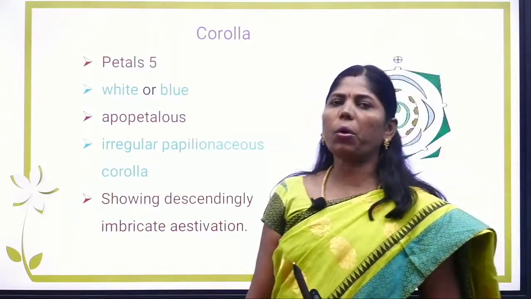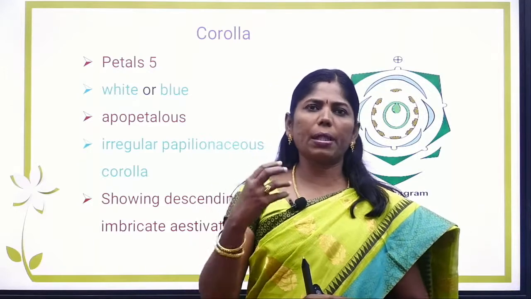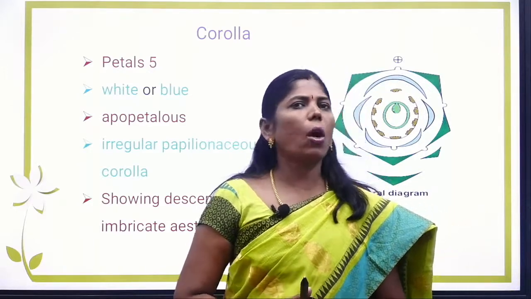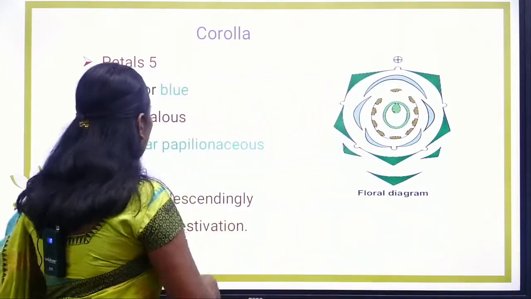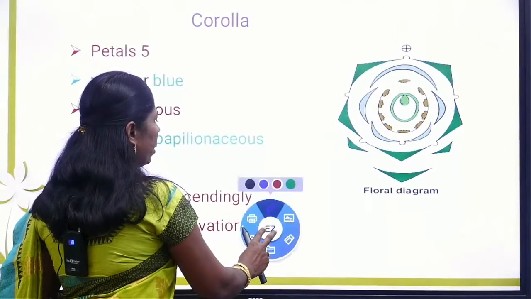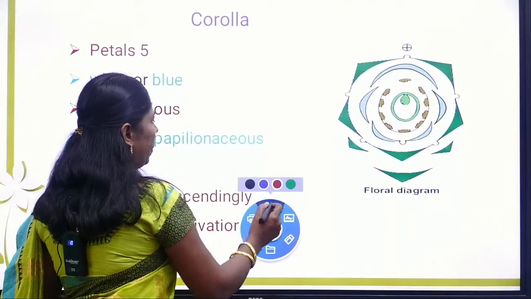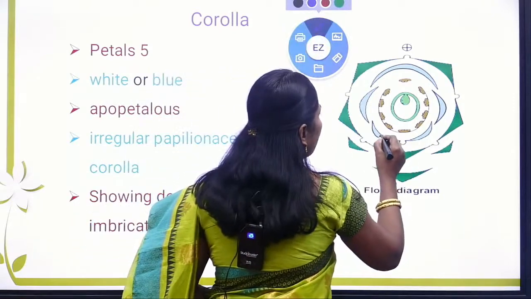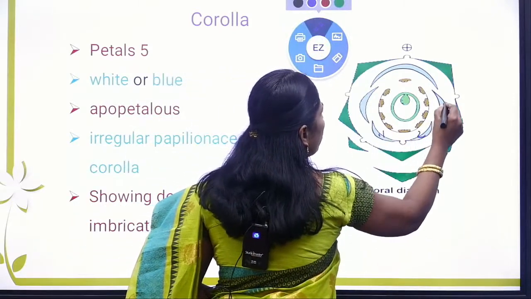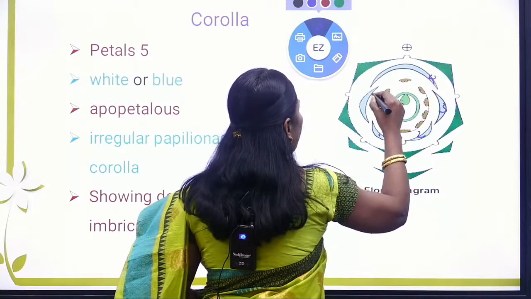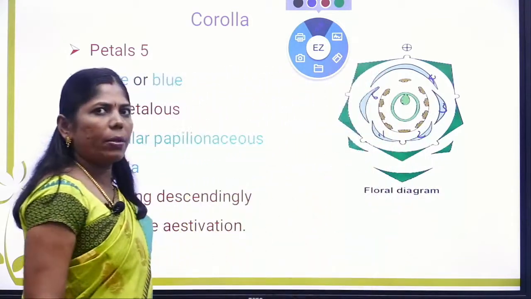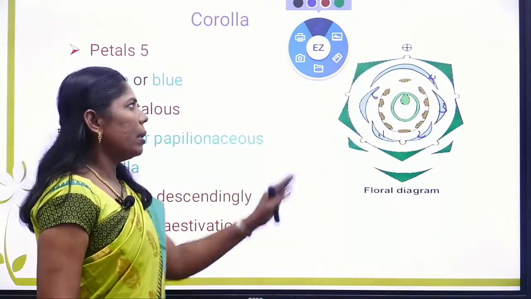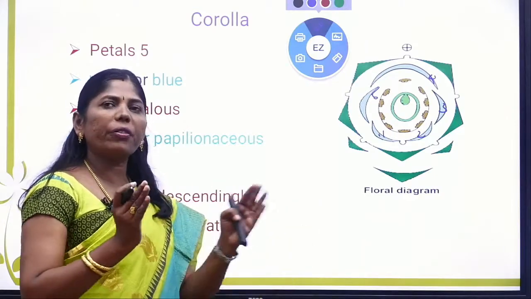Next we are going to see the corolla, that is a number of petals together forming a corolla. So how many petals are here? It has 5 petals. Okay, how are they arranged? This is a petal. Okay, this is 1, 2, 3, 4 and 5. It has 5 petals here. Okay, so in the 5 petals, three petals are separated from one another.